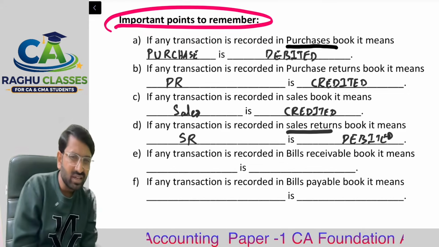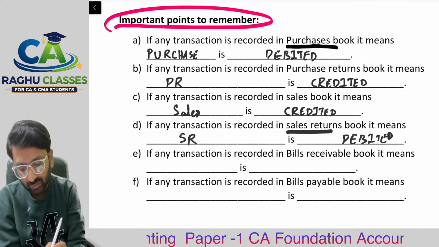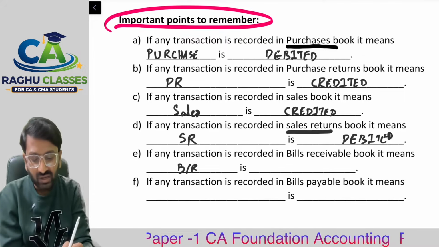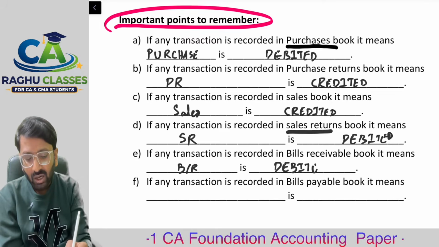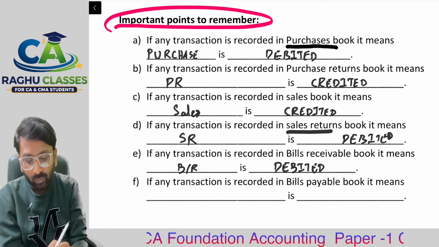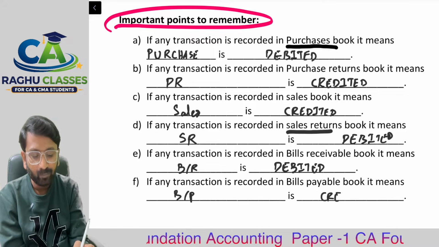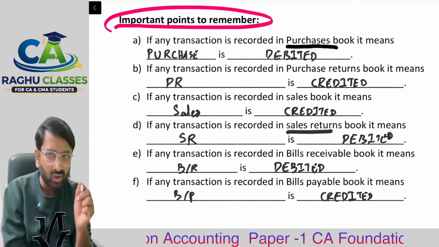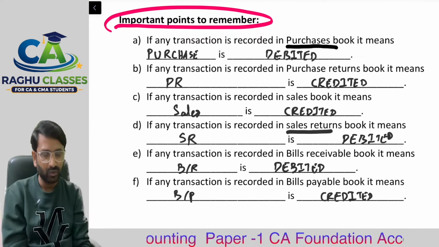If any transaction is recorded in the bills receivable book, it means bills receivable account is an asset now. So therefore it is debited. And if you record in bills payable book, it means bills payable account is credited. So that way you need to understand in whichever book you record a transaction, that particular account is going to be affected. Clear?